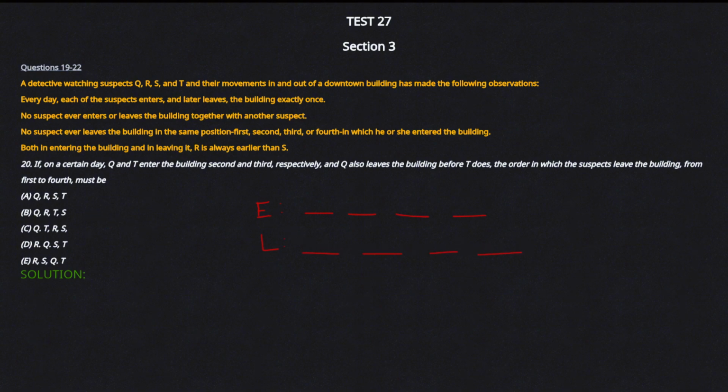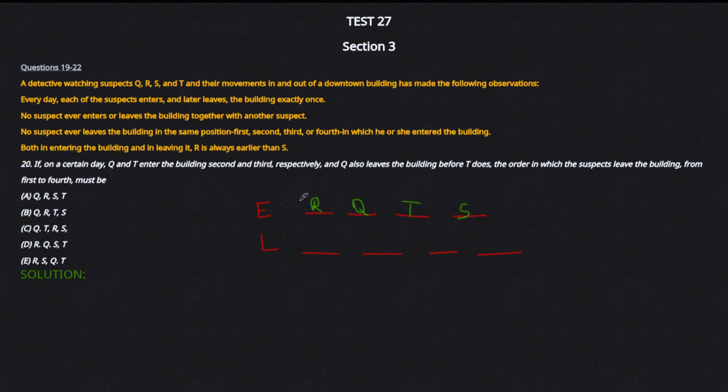Okay. So let's go over what was given to us. Q and T enter the building second and third, so Q has to be at number 2, T has to be at number 3, and from the last condition, we know R has to be earlier than S. So by that logic, R has to be at number 1, and S has to be at number 4.